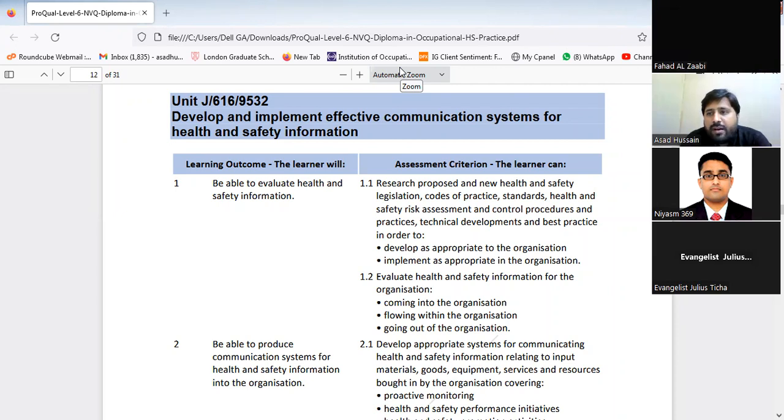Now, yes, Fahad, please. For this question, 1.1, here in Oman, I'm talking about my organization, which I am working with. We have a list of legals. That list of legals, can I add it as evidence?